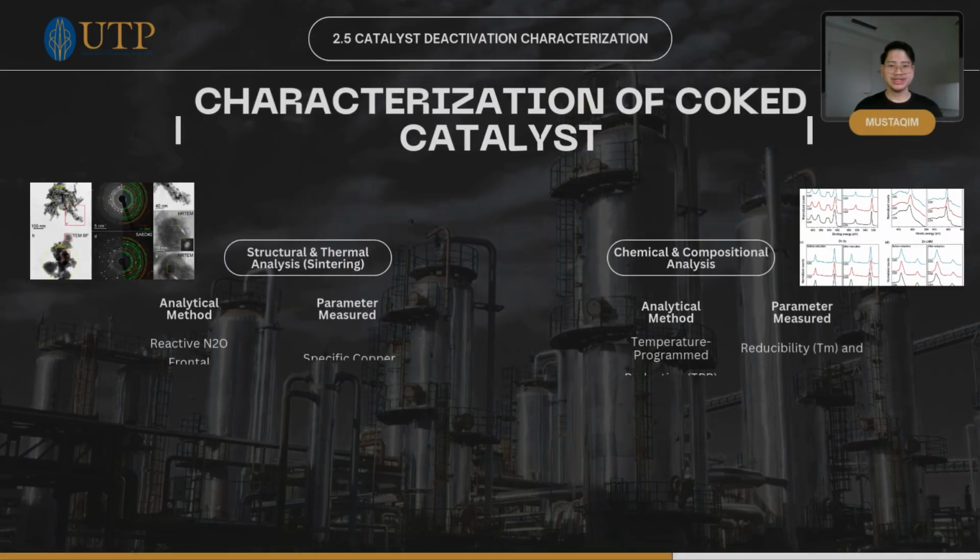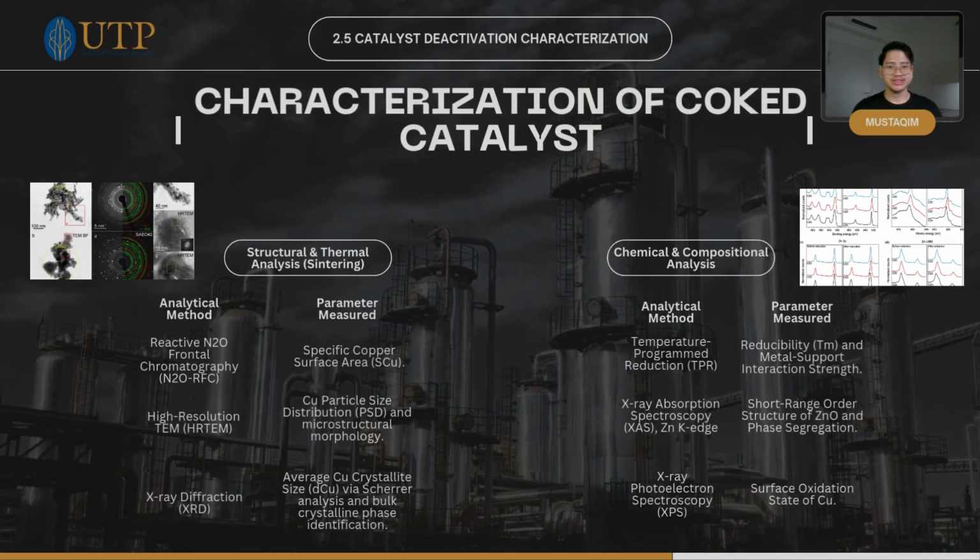Next, to inform future catalyst development, we use advanced techniques to characterize the spent material. We divide this analysis into two categories. The first one is the structural and thermal analysis. Reactive nitrous oxide frontal chromatography measures the specific copper surface area. A quantified decline in this directly confirms sintering as the loss mechanism.